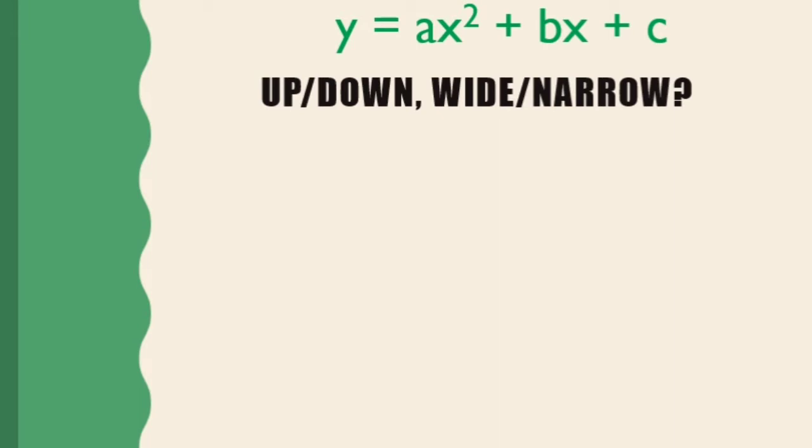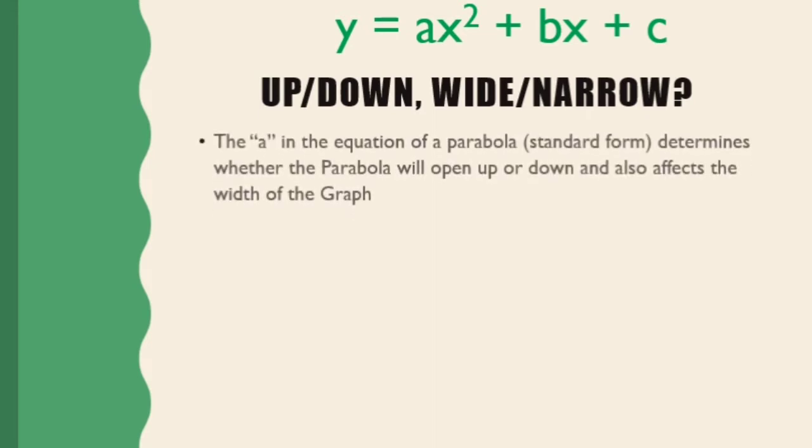Up or down, wide or narrow. There's one number that controls all of these things, and that is a. The a in the equation of a parabola in standard form determines whether the parabola will open up or down, and it also affects the width of the graph. If it's a positive number, then it's going to open up. If it's a negative number, then it's going to open down.